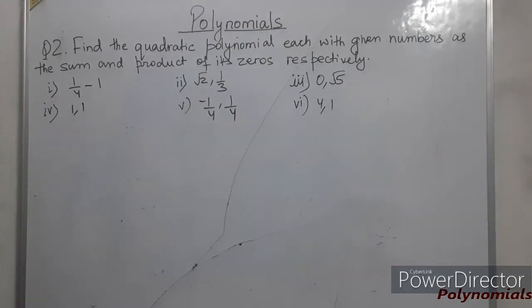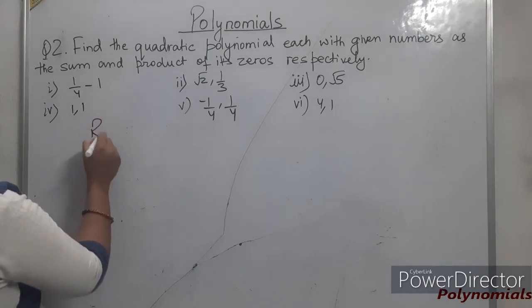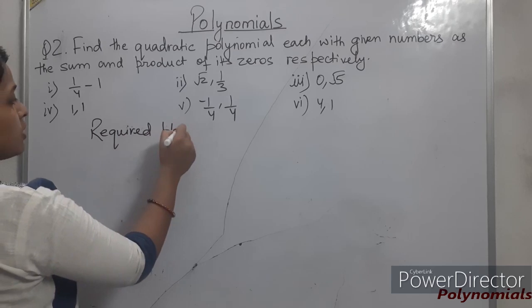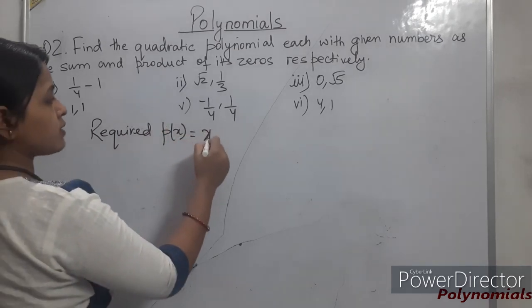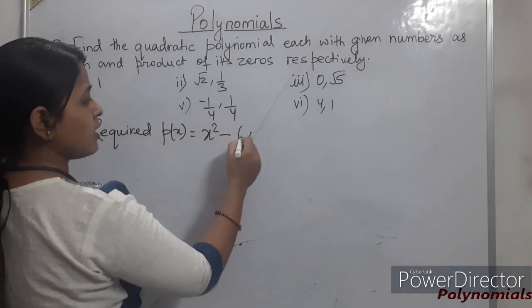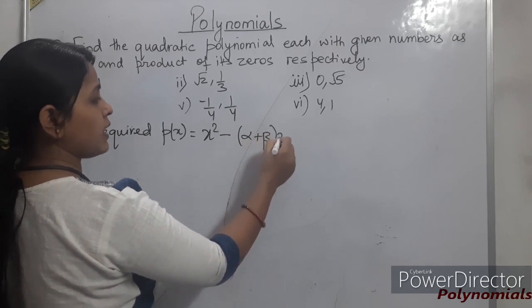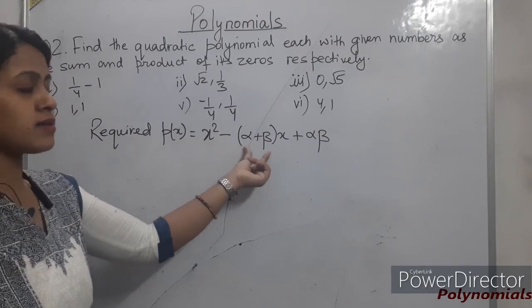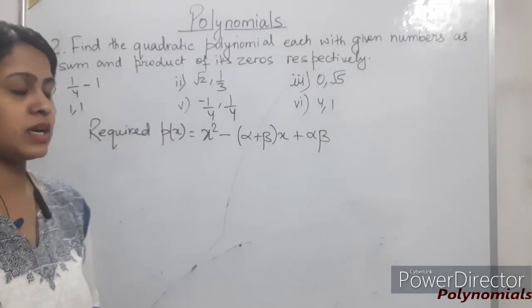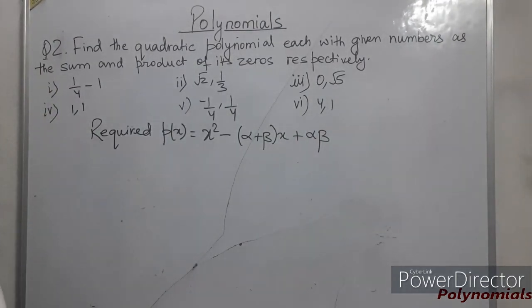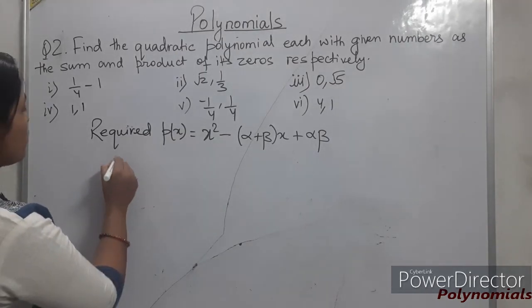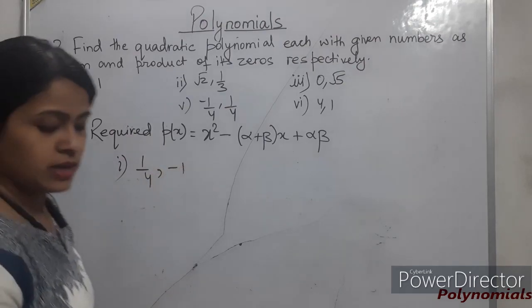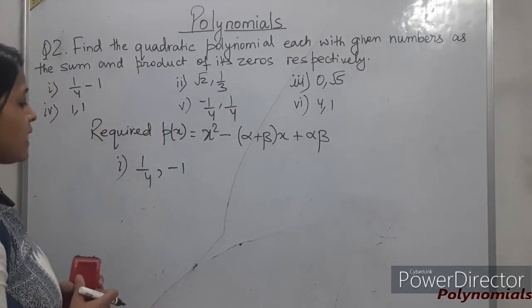So what should be our required polynomial? Our required polynomial should be in the form x square minus alpha plus beta x plus alpha into beta. That is x square minus sum of the zeros x plus product. Okay. So let's see number 1. Number 1 is 1 by 4 and minus 1. So इसे भी बहुत इजी तरीके से हम बनाएंगे.